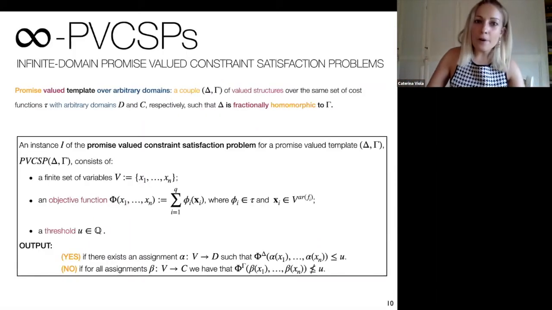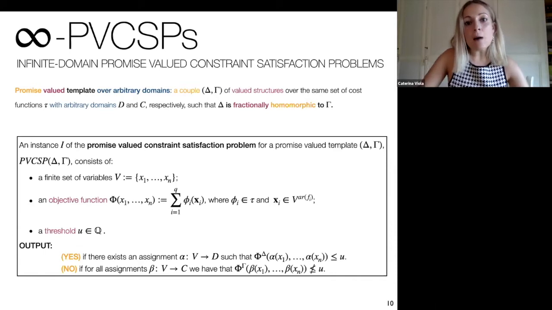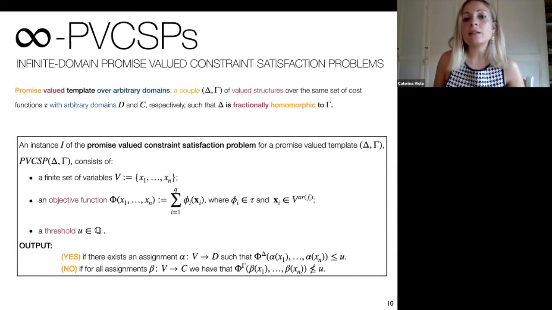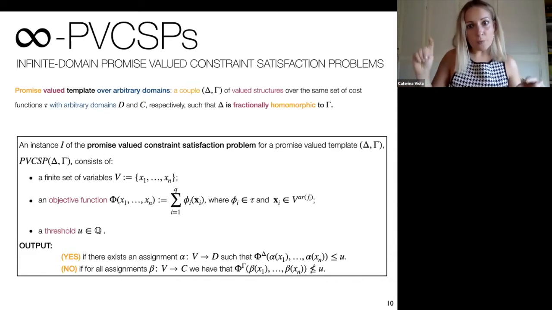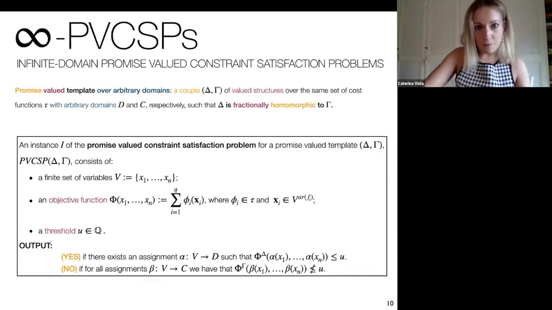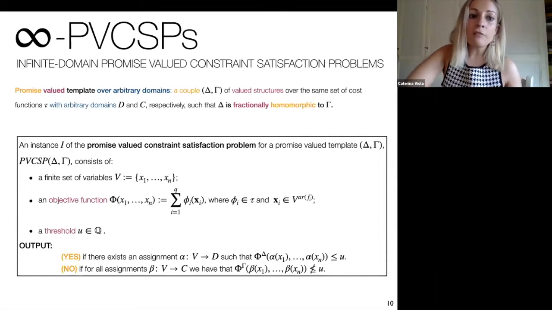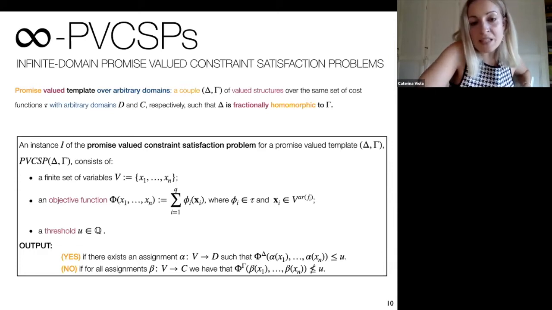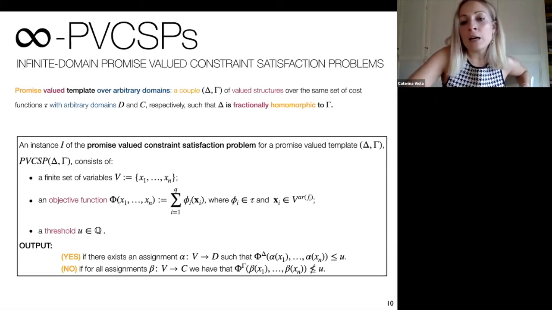In infinite domain promise valued constraint satisfaction problems, we start from a promise valued template over arbitrary domains. That is a couple (Delta, Gamma) of valued structures over the same set of cost functions tau and with arbitrary domains D and C respectively, and such that Delta is fractionally homomorphic to Gamma. I will tell you what fractionally homomorphic means in a moment. An instance I of the promise valued constraint satisfaction problem for a promise valued template (Delta, Gamma), PVCSP(Delta, Gamma), consists of a finite set of variables V, an objective function capital Phi, given as in the VCSP setting as a sum of finitely many cost functions from tau applied to some of the variables from V, and the threshold.